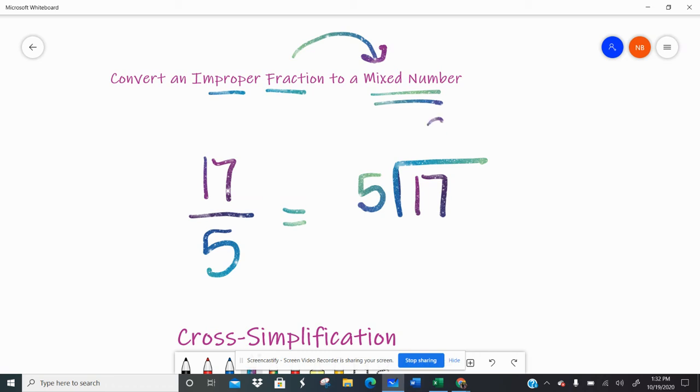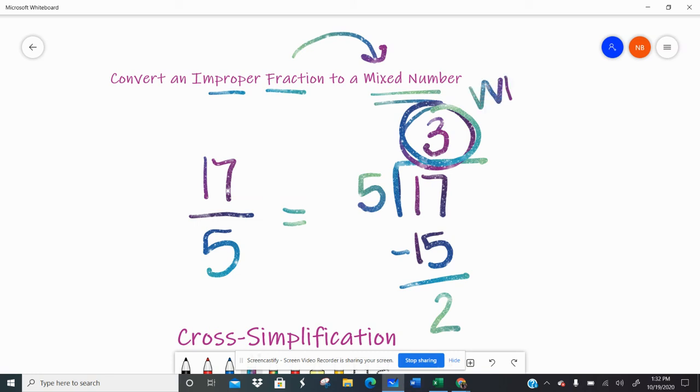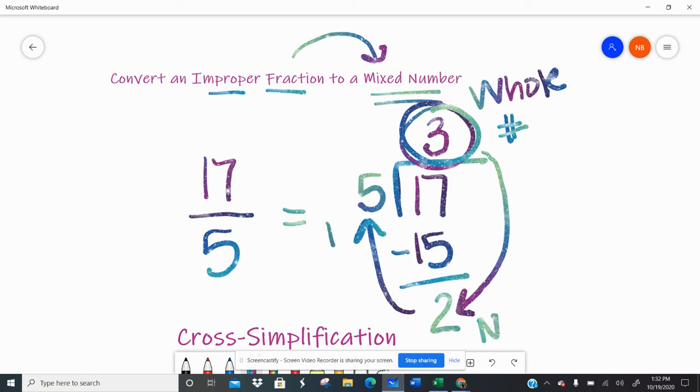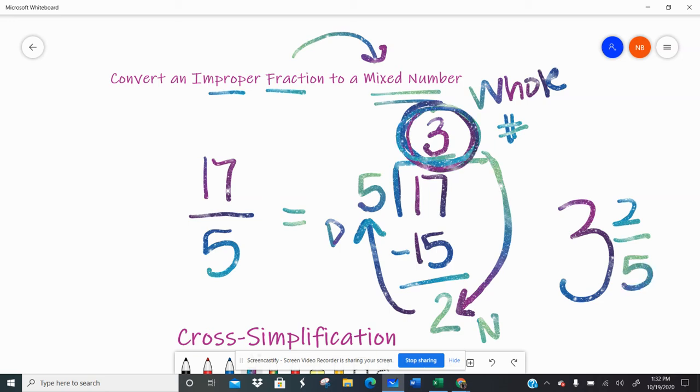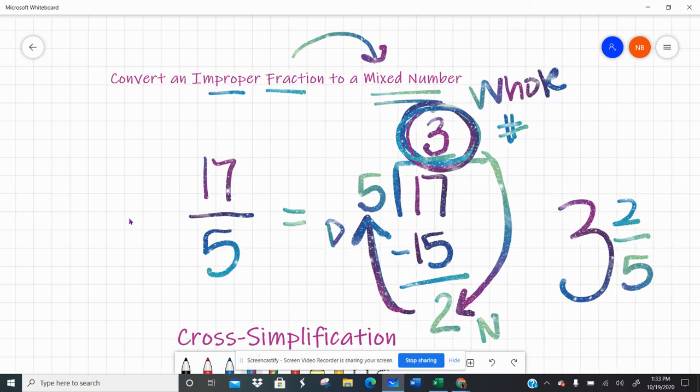5 goes into 15 3 times. 3 times 5 is 15. And 17 minus 15 is 2. So here's how I write my answer. The top number is my whole group, so that's how many whole sets of 5 I could get out. And then I travel in a circle: numerator, denominator. So I would write this 3 2/5. I have 3 whole groups and 2 out of 5 left over. Definitely a skill that you need for fractions.